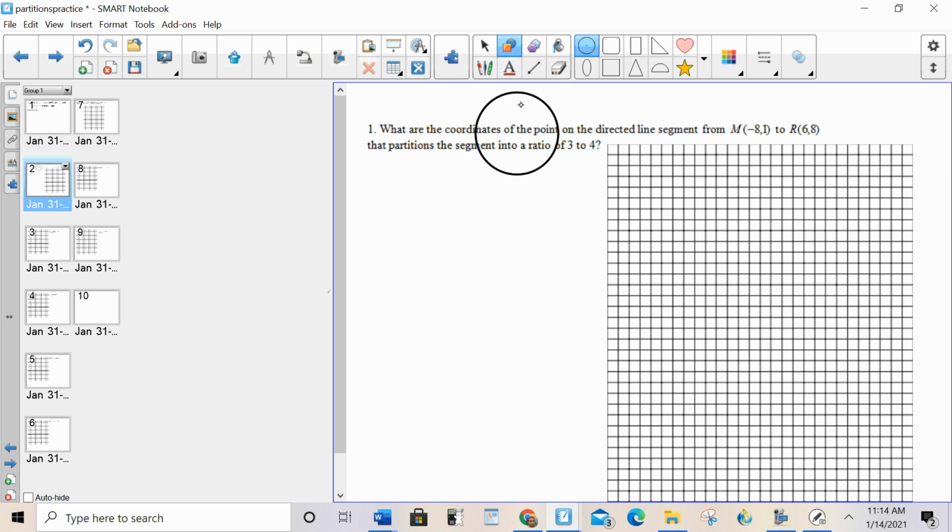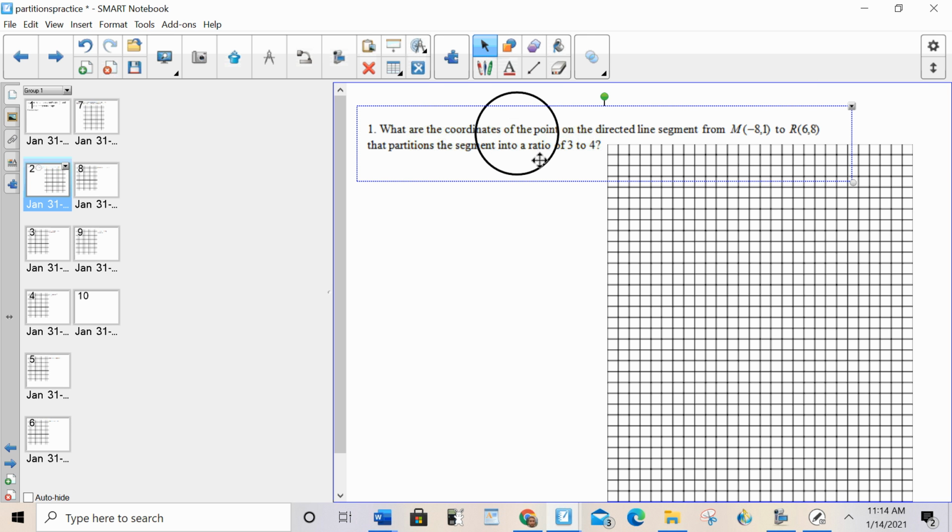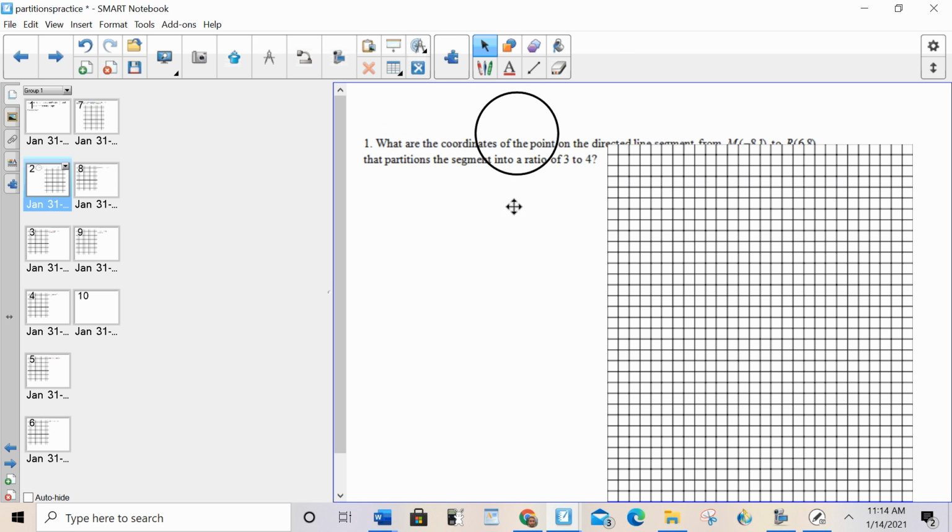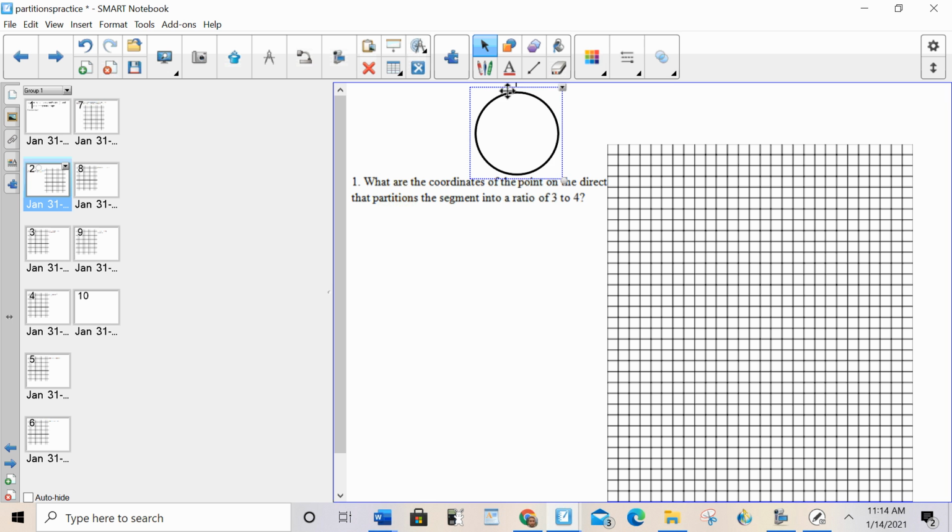I don't know why I just put a circle there. Let's get rid of that circle. Just a circle. Come on, circle. Thank you, circle. All right.